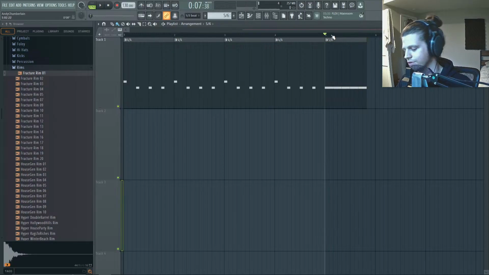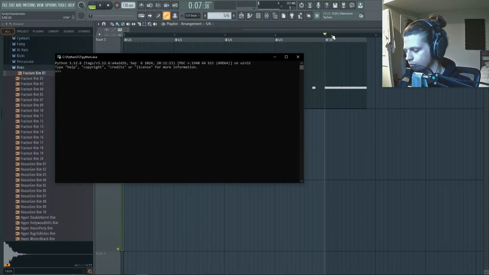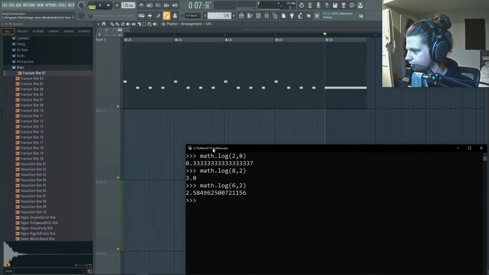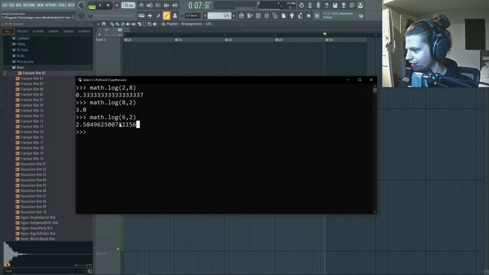essentially you take log base 2 of 6, which admittedly is some sort of fractional number. Let's see. So we take log base 2. I forget how this works. So it's the number and then the base. So log base 2 of 6 will be this number, 2.58, whatever. And that tells you your layer of subdivision, right?